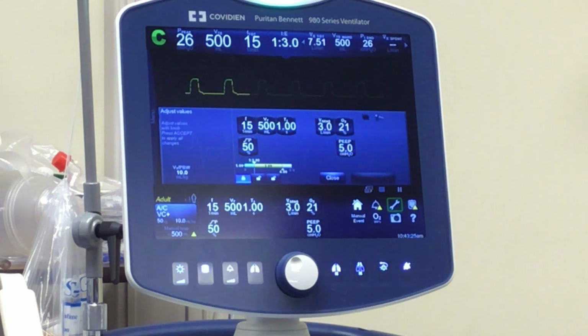And what is PEEP? Positive end-expiratory pressure. And that is the pressure that maintains your airway in your lungs and keeps them open during exhalation.